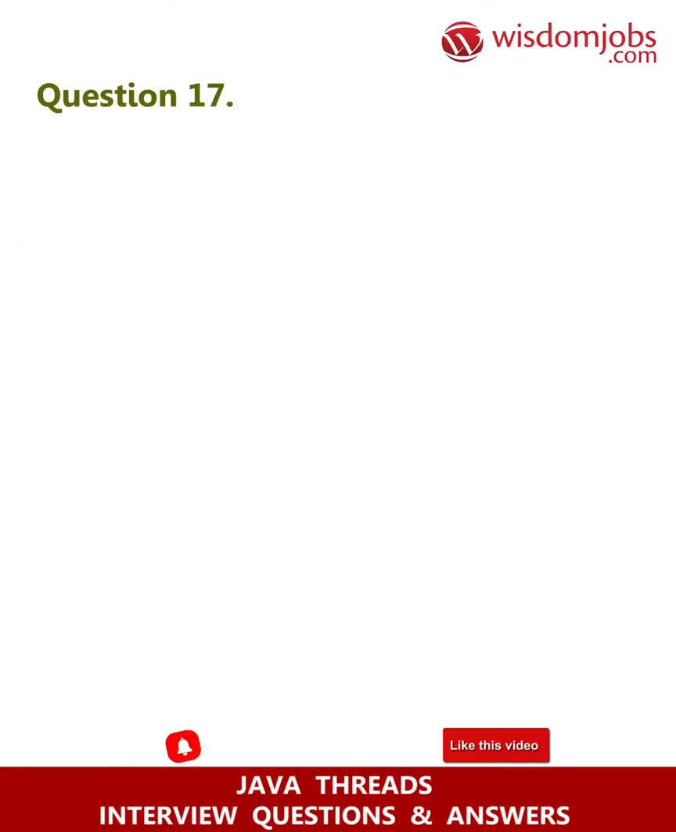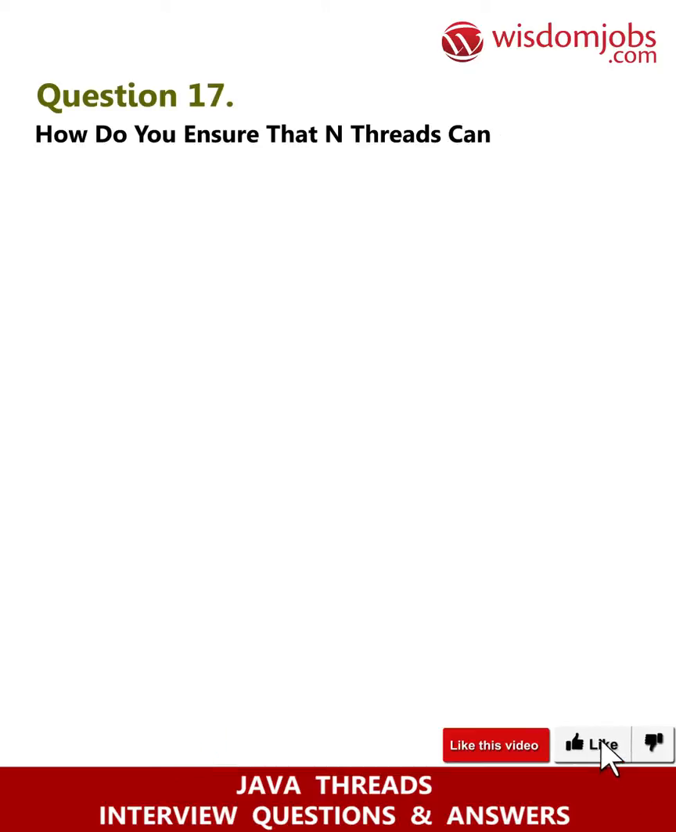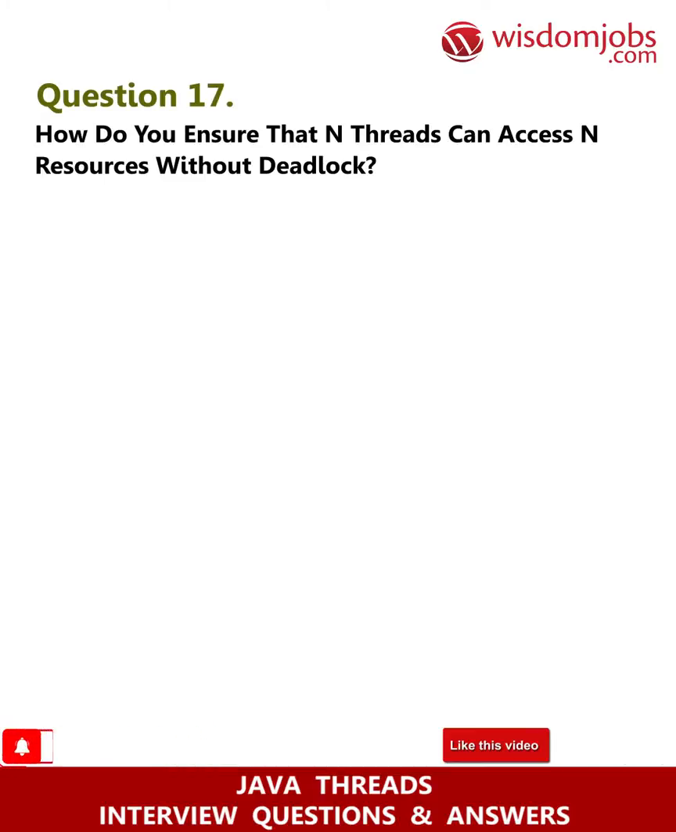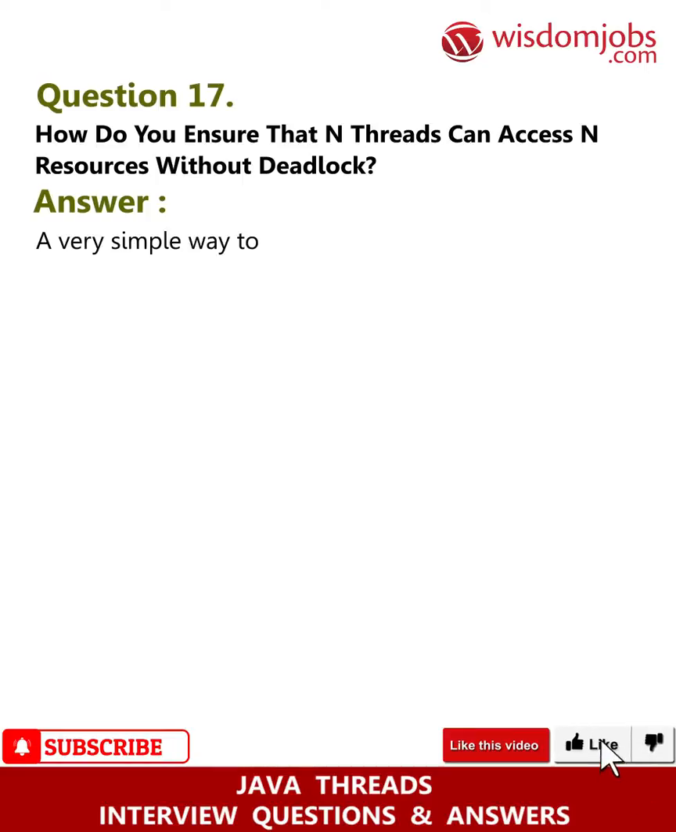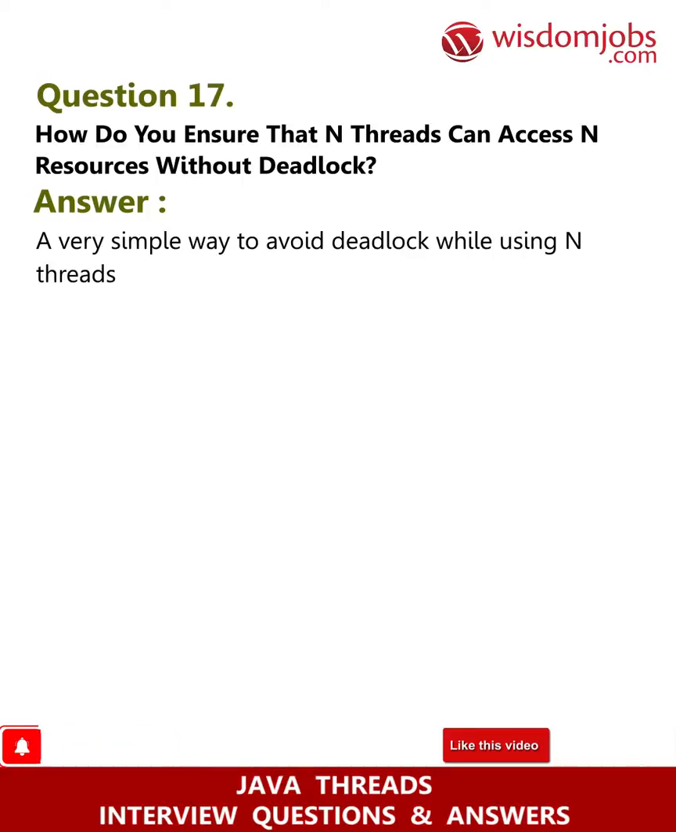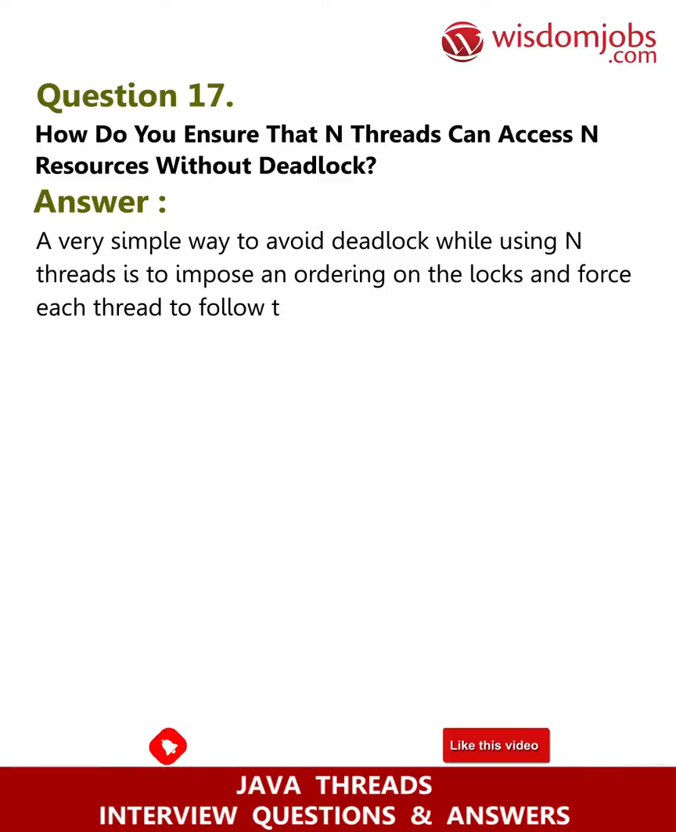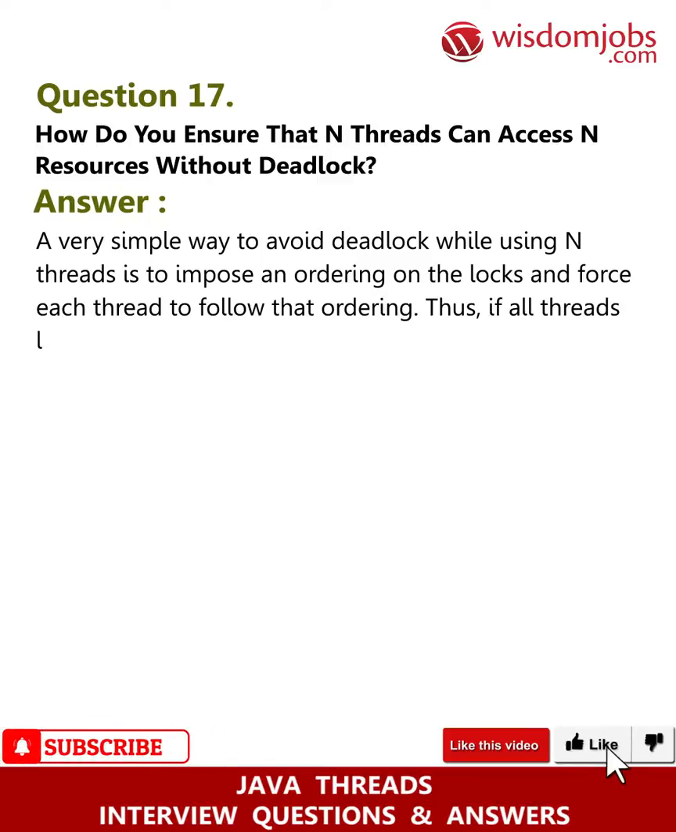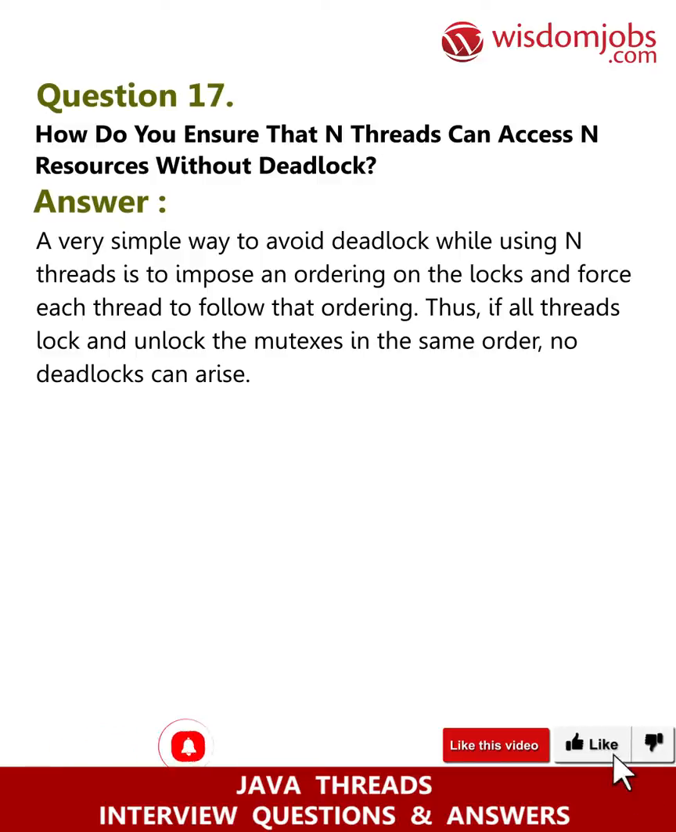Question 17. How do you ensure that N threads can access N resources without deadlock? Answer: a very simple way to avoid deadlock while using N threads is to impose an ordering on the locks and force each thread to follow that ordering. Thus, if all threads lock and unlock the mutexes in the same order, no deadlocks can arise.